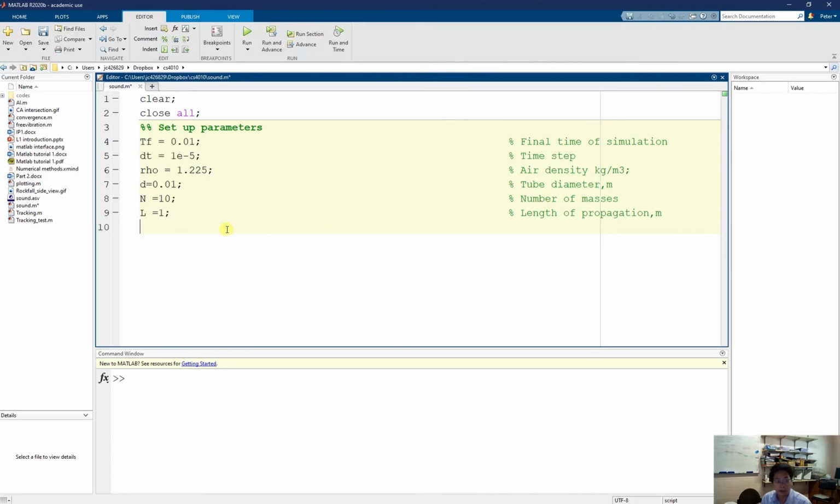Now I can calculate the mass of each element, which should be L over N times pi times the area of the tube, d squared over 4, times rho. So this will be just one mass, and it will be in kilograms. Now I need my stiffness. To know the stiffness, I need to know the speed of sound, which will be 300 meters per second.